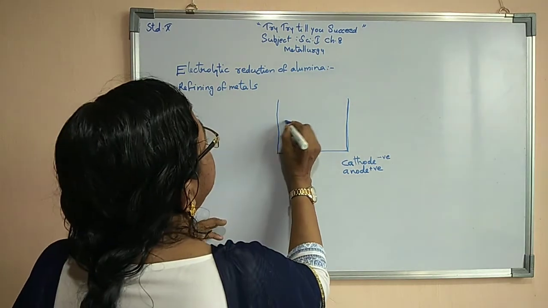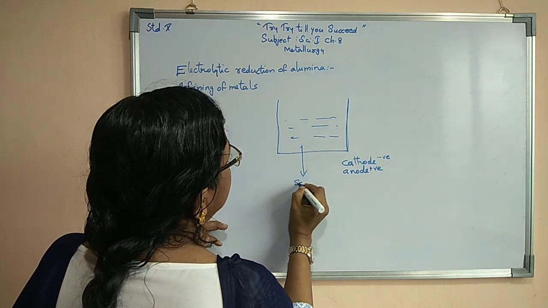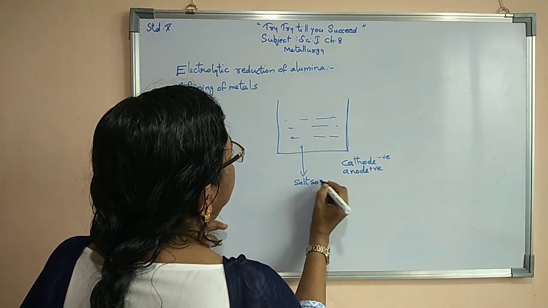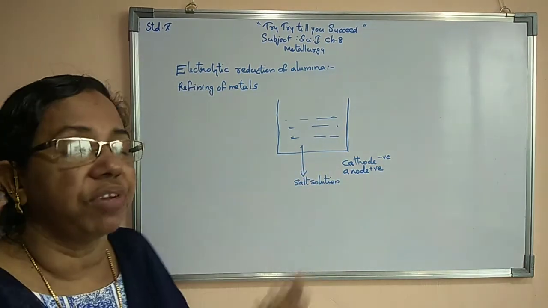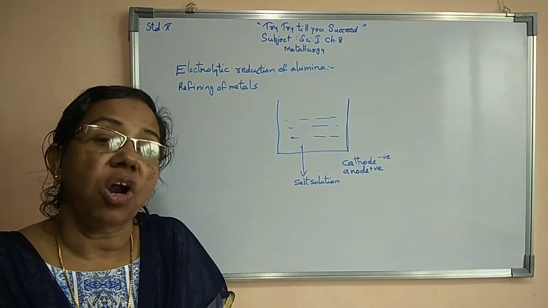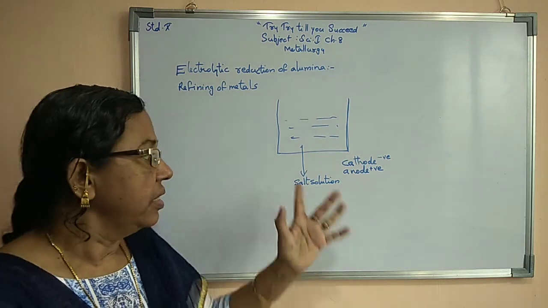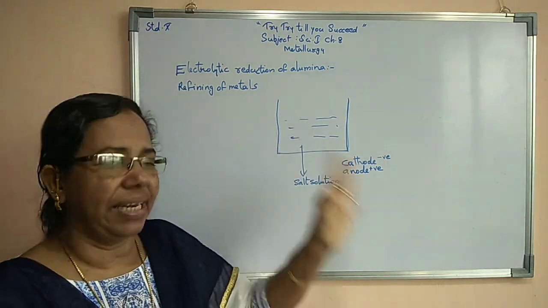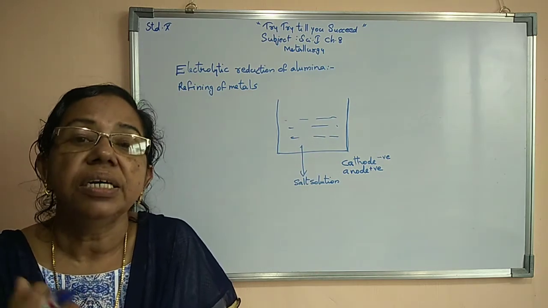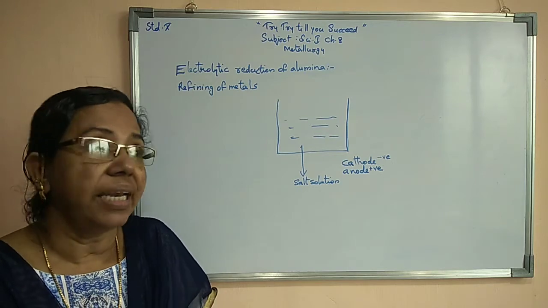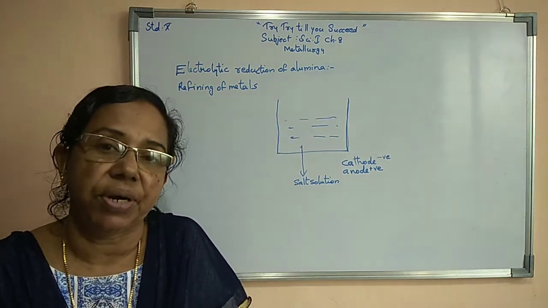Now here we have to use the electrolyte. This electrolyte will be the salt solution of the metal we are using for purification. It's a salt solution, maybe oxide solution, chloride solution, carbonate solution, like that. So it is the salt solution of the metal which we are purifying or refining. Whichever metal we are refining, its salt solution we have to use.